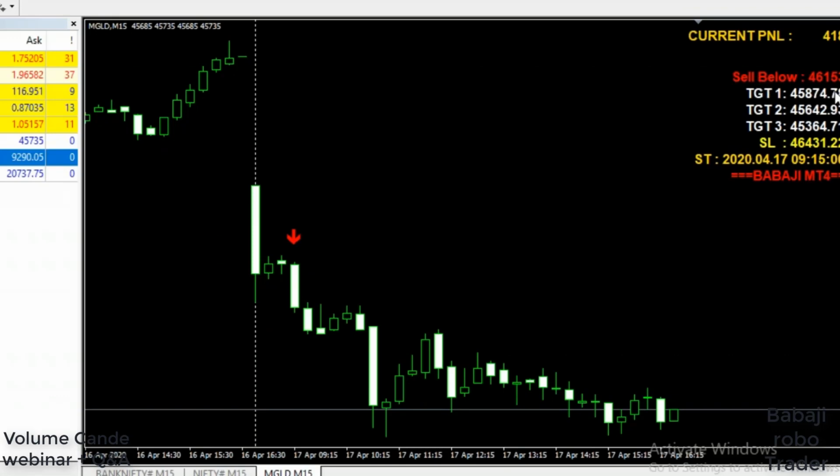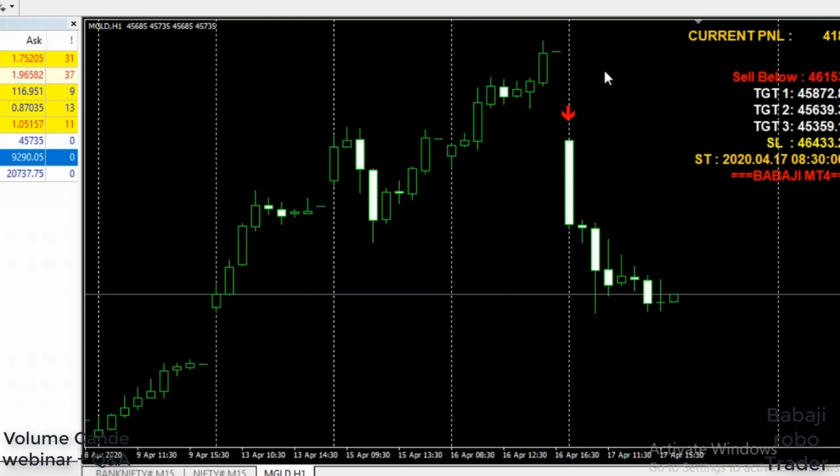So 46153 that is a sell. Then target 1, target 2, and stop loss. We can adjust the time frame. If you're going for a positional trade, we can change it to hourly or 4 hours also. For gold, hourly also gave a sell.